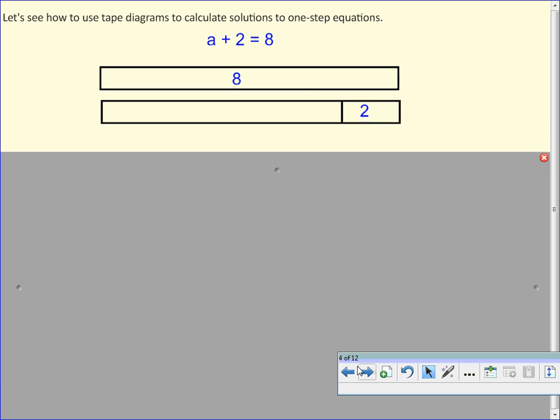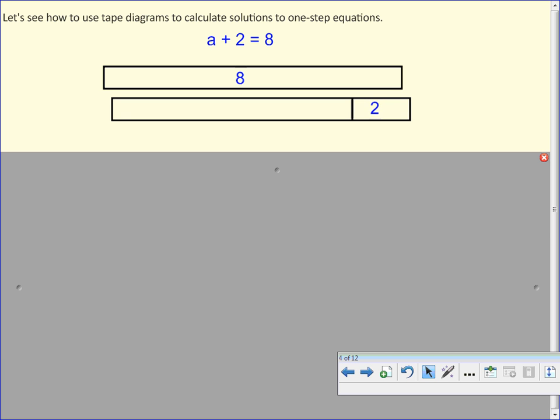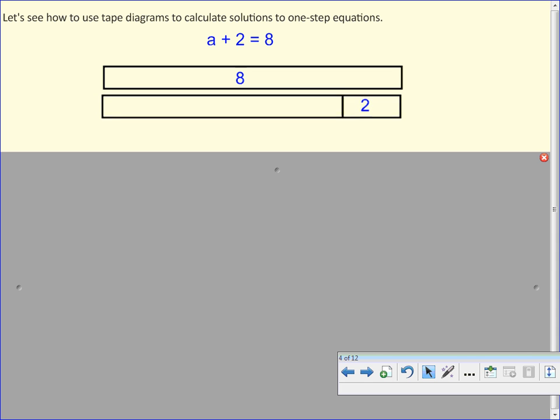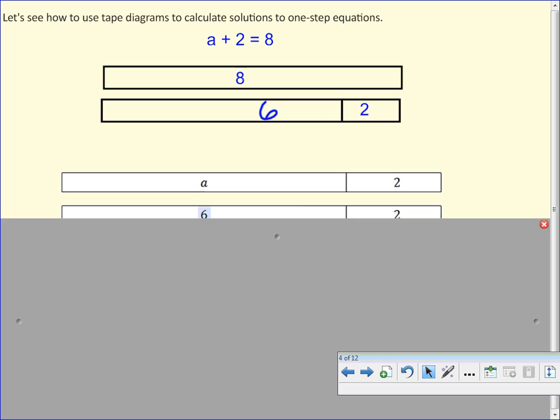Right now, let's take a look at the board. I have a tape diagram here, and this one is worth 8. Now, my equation is A plus 2 equals 8. So here I have something plus 2, and if you notice, it's the same size as the 8. They are equal. So what would that box be? A plus 2 equals 8. So what plus 2 equals 8? 6. So we know that this box would equal 6.